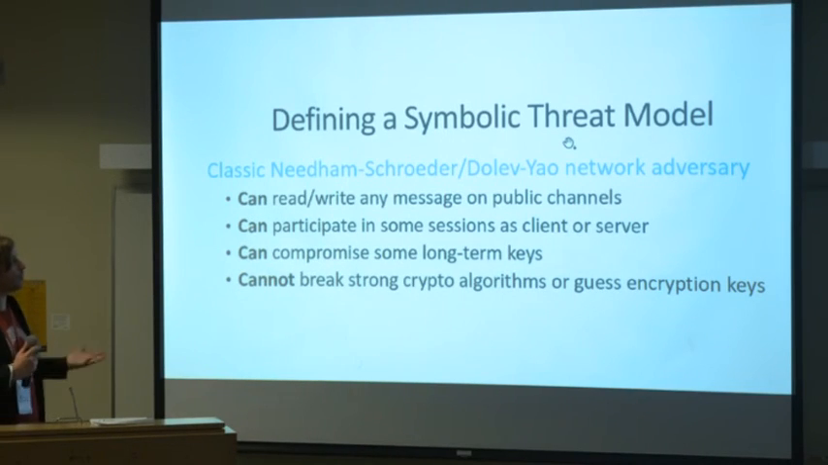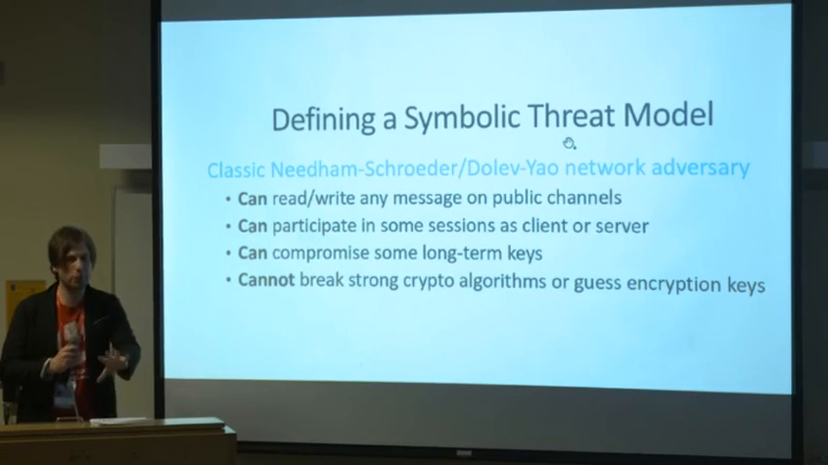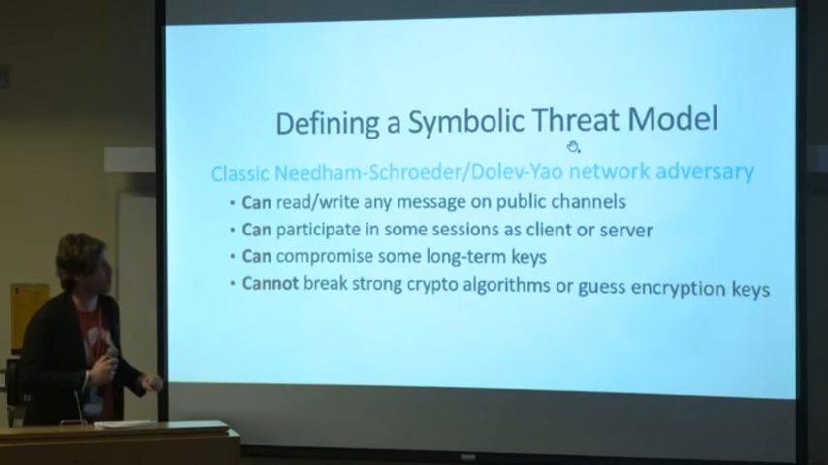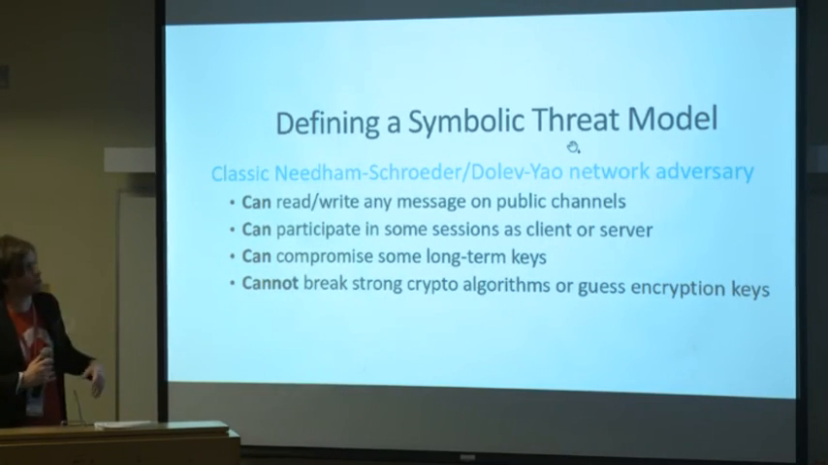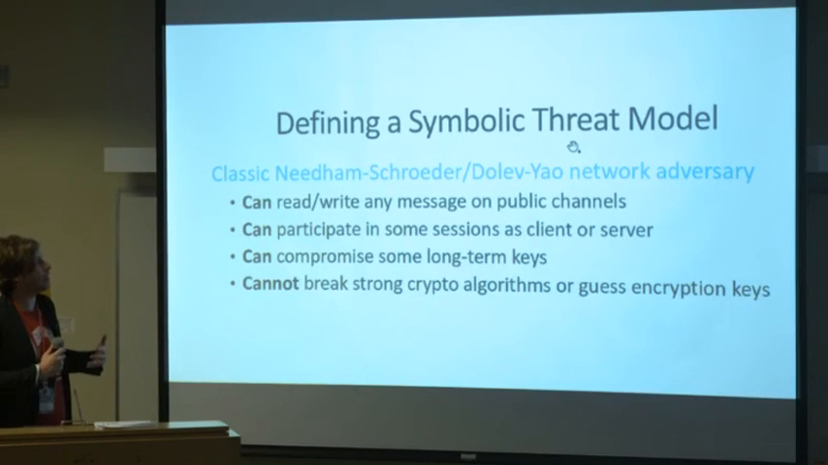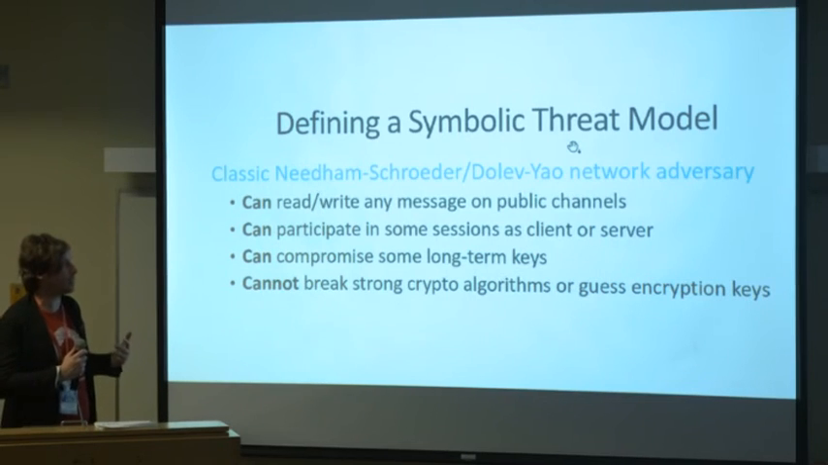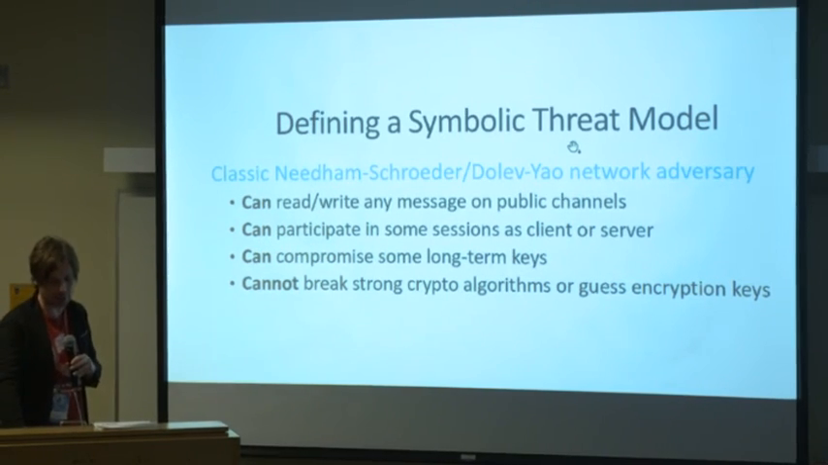First thing, if you're like, what's the problem? Well, you have to define the problems. The simplest way to define your problems is using what's called the symbolic model. In the symbolic model, you just assume crypto works. You assume your library is fine, and you just define the properties of your adversary. Your adversary can read or write any public messages, can compromise some keys, but can't just sort of randomly guess the keys. And you assume crypto works.